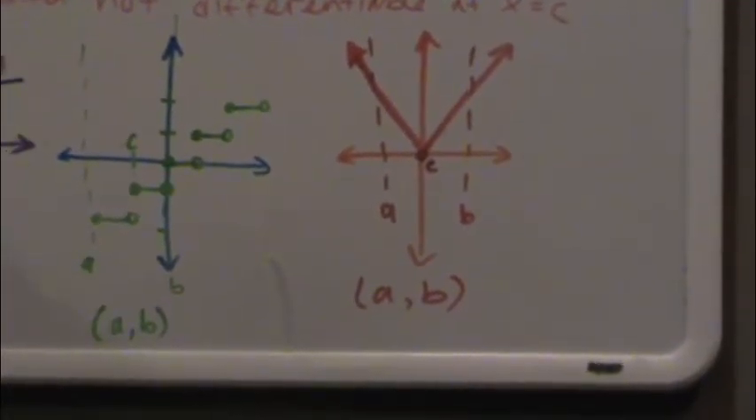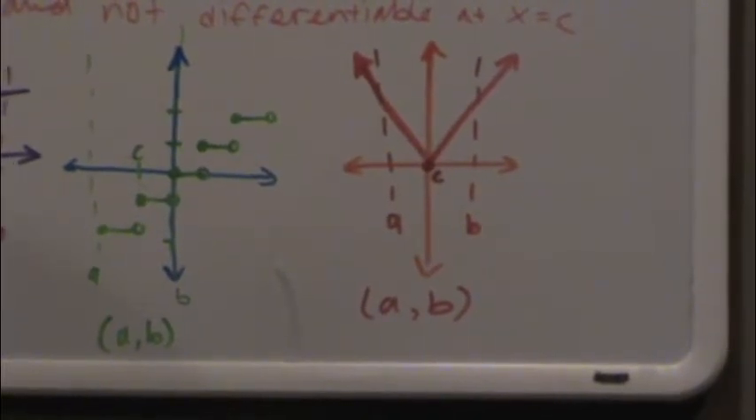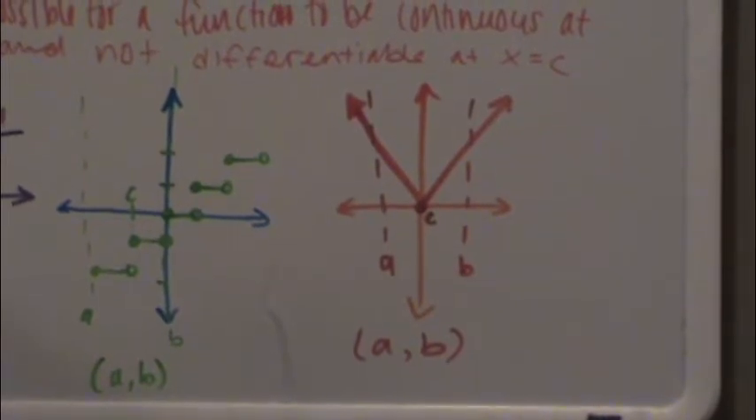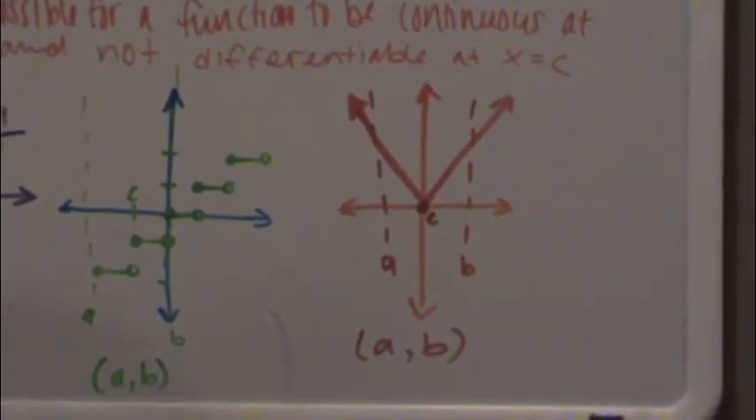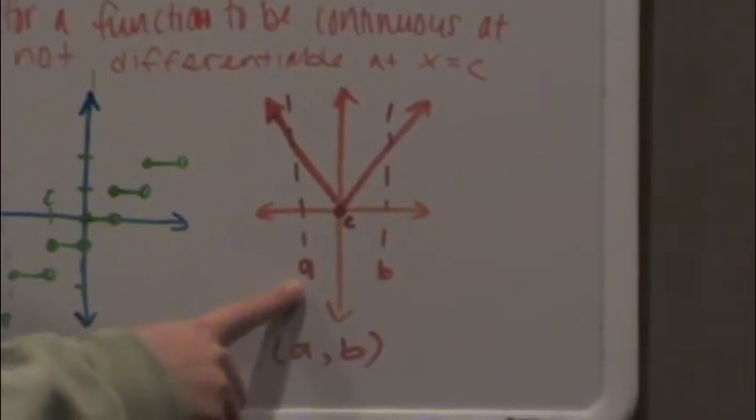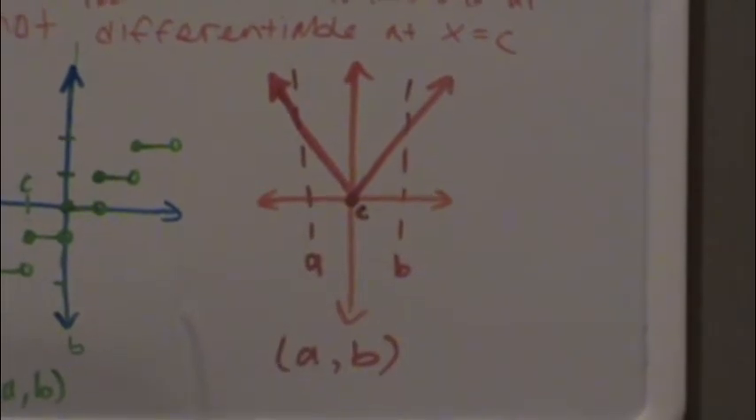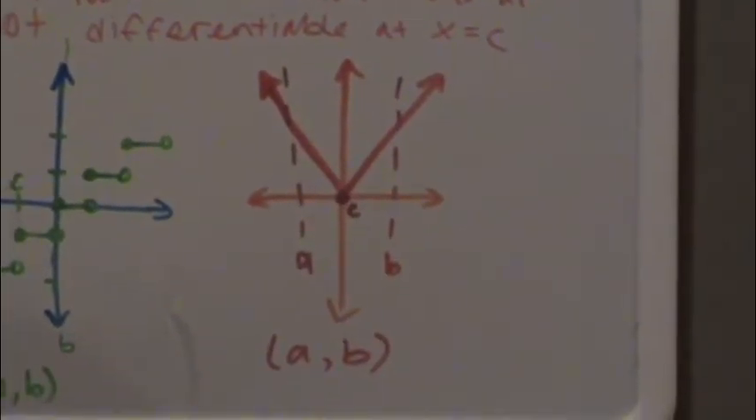Now, differentiability and continuity are related in the sense that if the function is differentiable at x equals c, then it's continuous at x equals c. It's possible, however, for a function to be continuous at x equals c and not differentiable at x equals c. For example, let's look at this absolute value graph. The point at c is defined, and you can see just by looking at the graph that it's continuous.